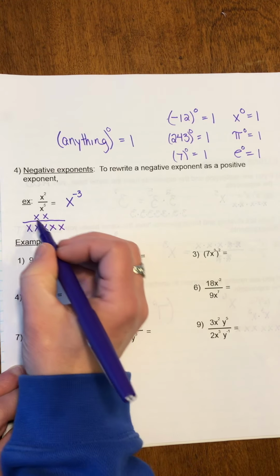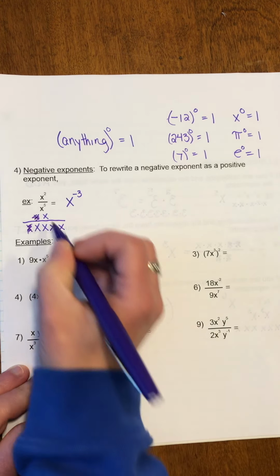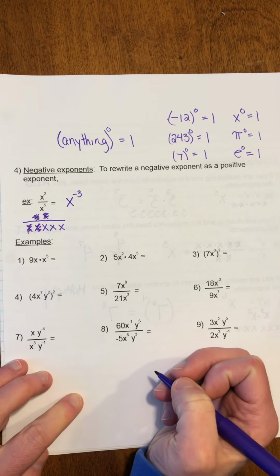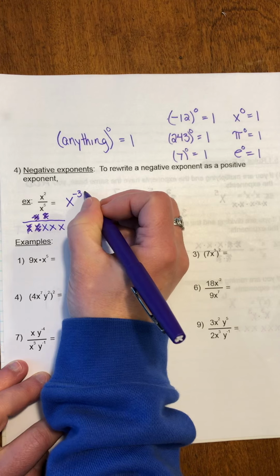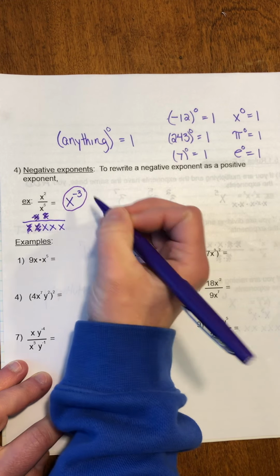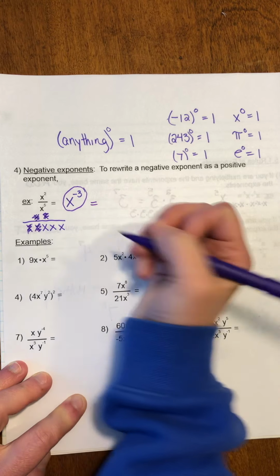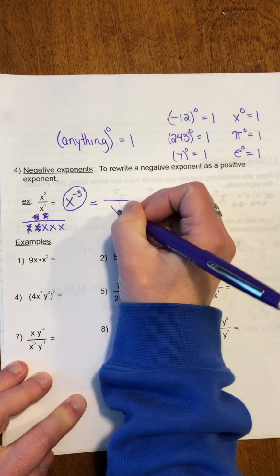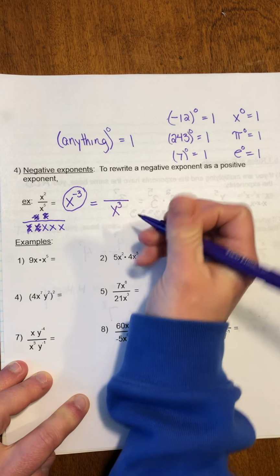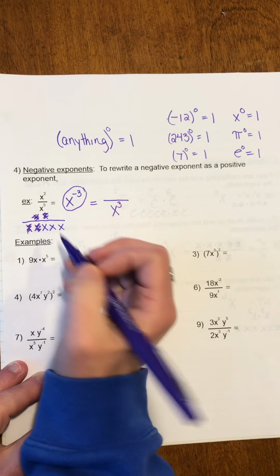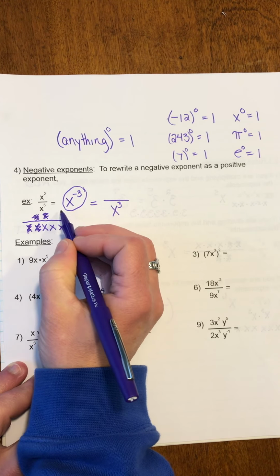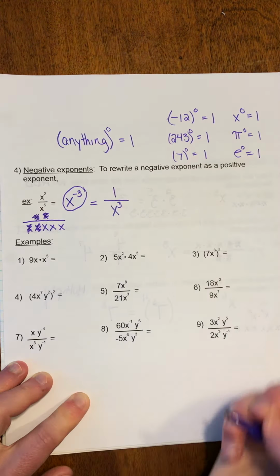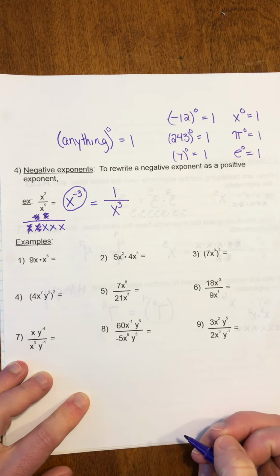So we can go ahead and cancel an x from the top and an x from the bottom, an x from the top and an x from the bottom, and I'm left with x to the 3rd, but in this case, it's in the denominator. So when we have a negative exponent, we're going to circle that negative exponent with the base and relocate it into the denominator, and it becomes a positive exponent. There was no number in front here. If there was a number in front, that number would stay up here, but technically if there's no number there, it's a 1. So we're going to put 1 over x to the 3rd.